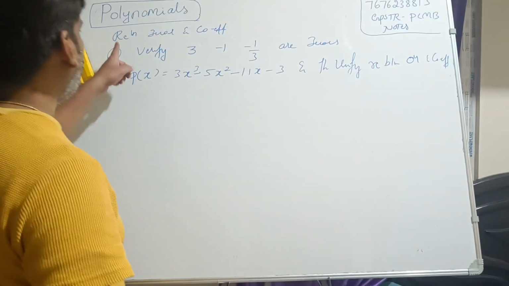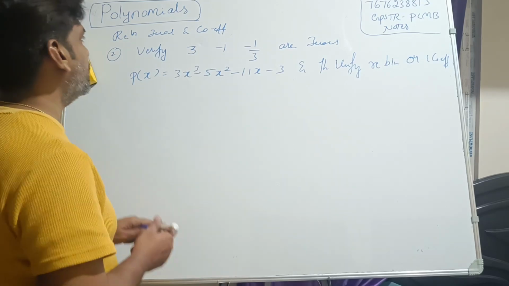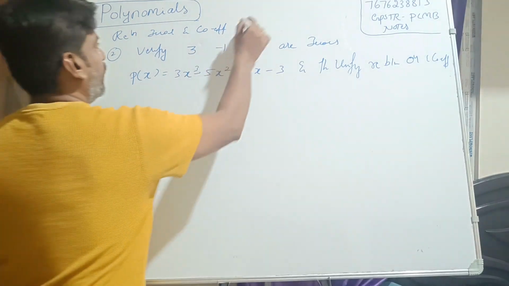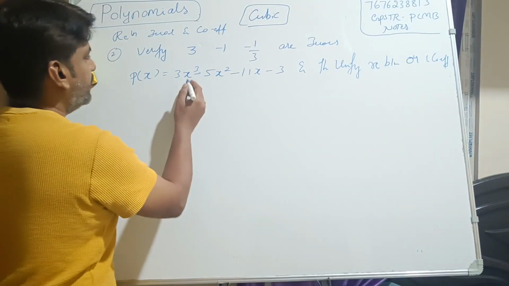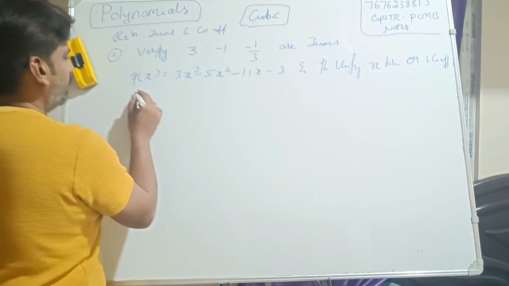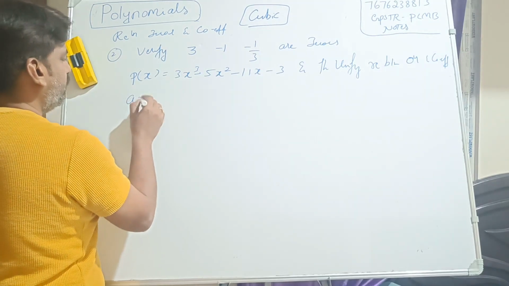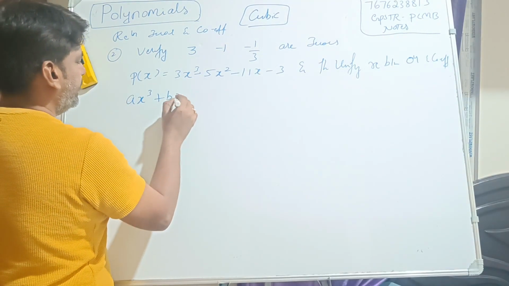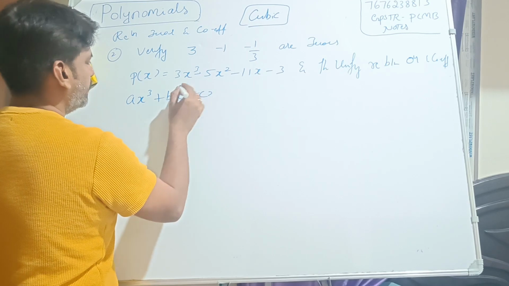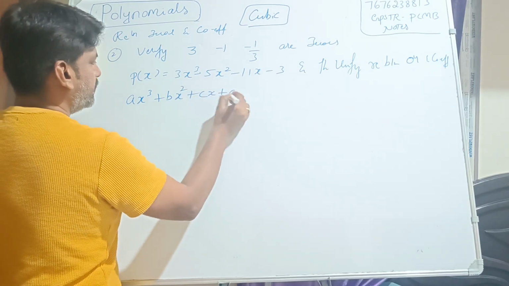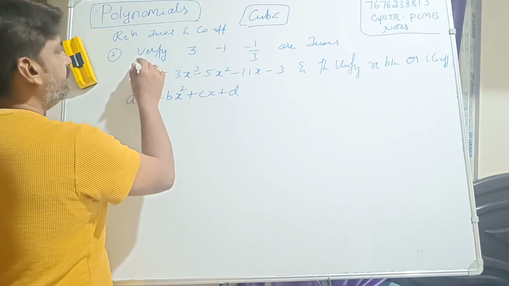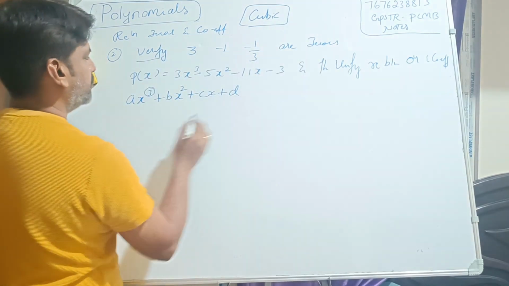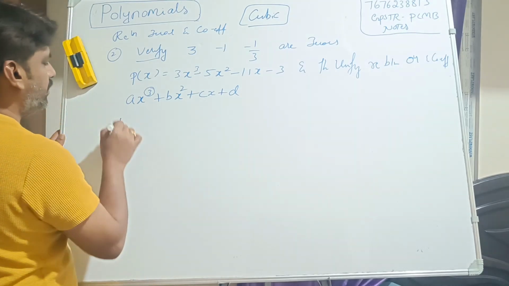We will solve the problem on the relationship between zeros and coefficients for the cubic polynomial, right? So we will see what a cubic polynomial is, because the highest order is 3. What is the standard format of a cubic polynomial? ax³ + bx² + cx + d, right? This is a cubic polynomial because the highest degree is 3. Now they have given that we should verify these 3 are the zeros, for the polynomial given.